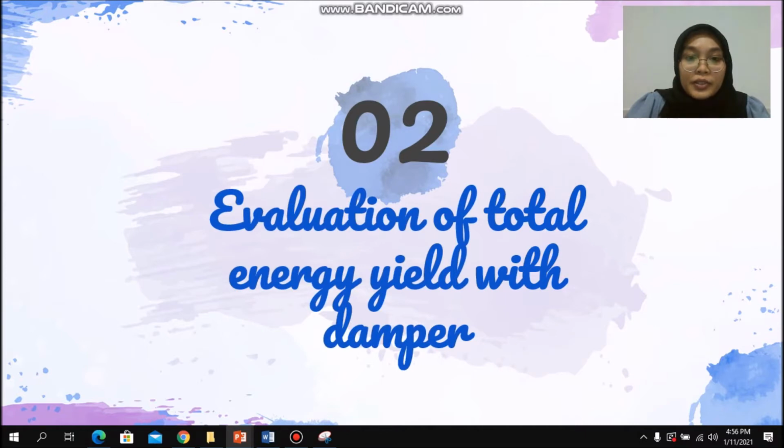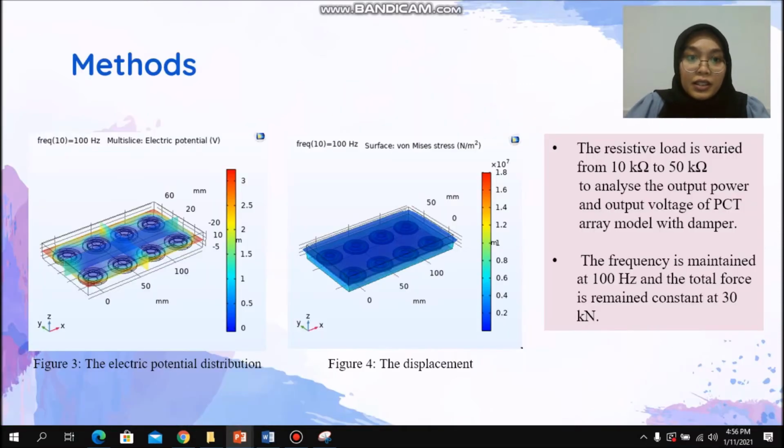Okay, now we proceed to the evaluation of total energy yield with damper, the second simulation. So this is the model. On top of the PCT, the damper has been placed. The dimension is the same as the platform of the PCT array.